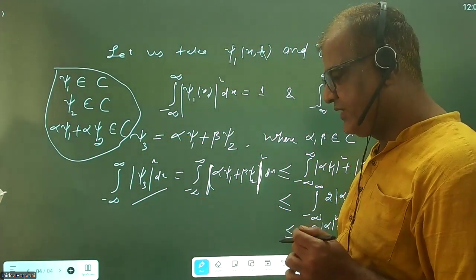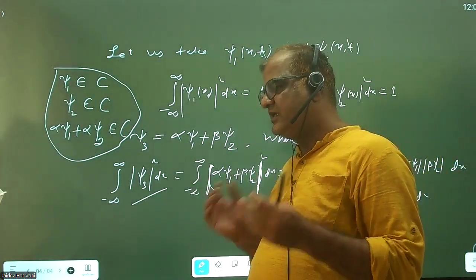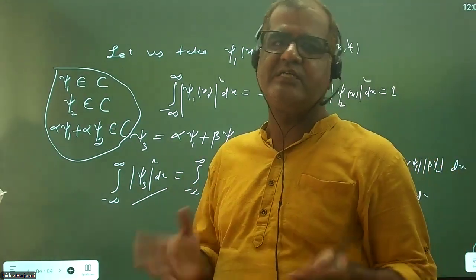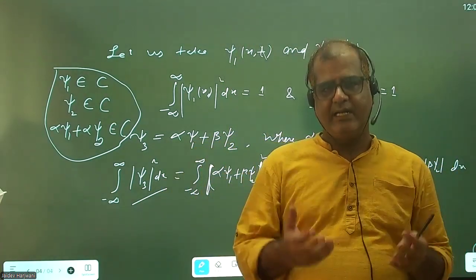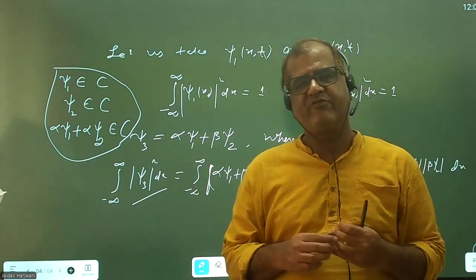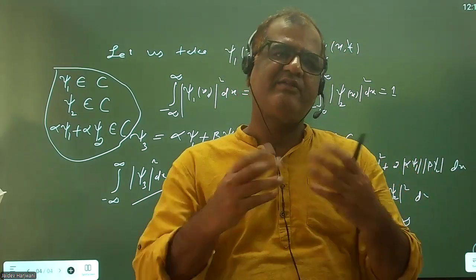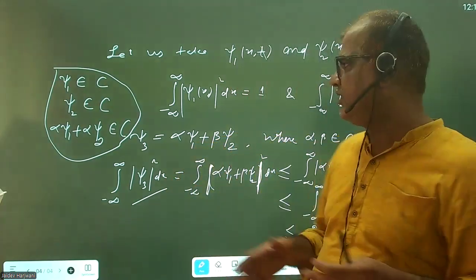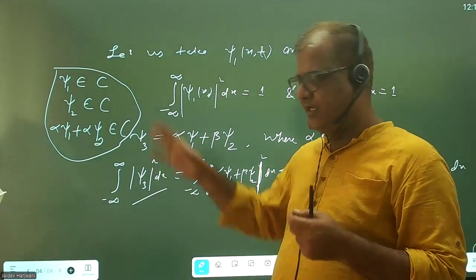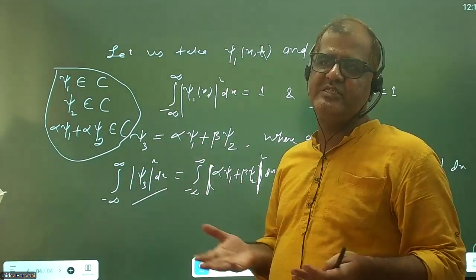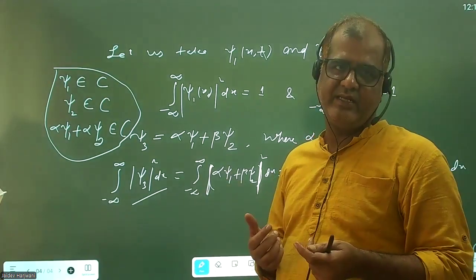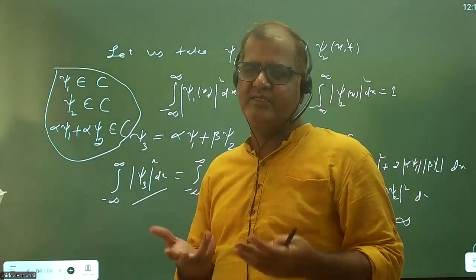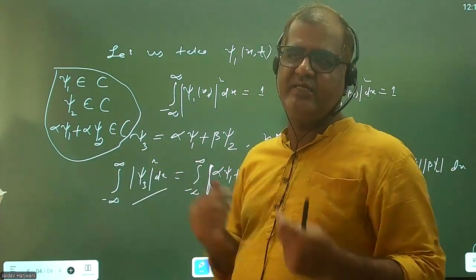So what does it mean? That the wave functions in quantum mechanics form a vector space. That's why in the beginning I told you that the language of quantum mechanics is the language of linear vector spaces, because they follow the properties of a linear vector space. And here we have seen the superposition principle automatically comes in quantum mechanics. If there are two states, their combination will also be a state.